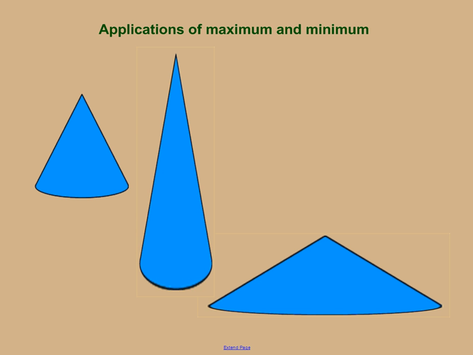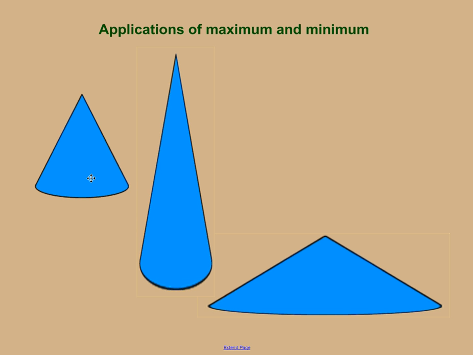Hi, in this video we're going to take a look at applications of maximum and minimum. To explain what we mean, imagine we've been given a piece of sheet metal, so it's a fixed size, and we've been asked to make a cone, as you can see there on the screen, such that the cone has maximum volume. So which is the best shape?